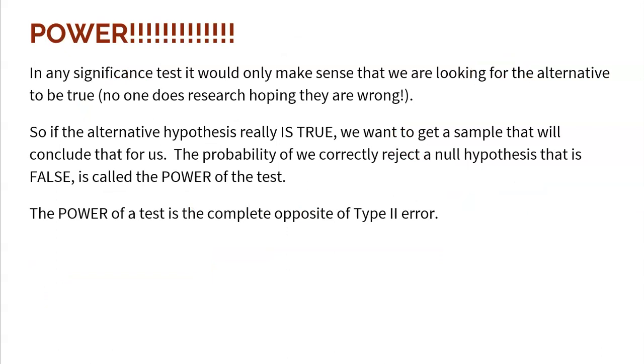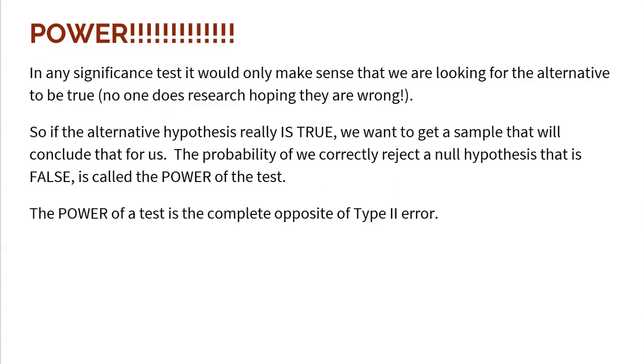Now, think about it this way. In any significance test, it only makes sense that we're looking for the alternative to be true. I mean, no one does research hoping they're wrong, right? If Jillian didn't think that a higher proportion of teenagers in her city vaped, then she wouldn't have even been doing the test in the first place. So we're always looking for the significance test to agree with us. We're always looking for the alternative to be true. So if the alternative really is true, we should reject the null.